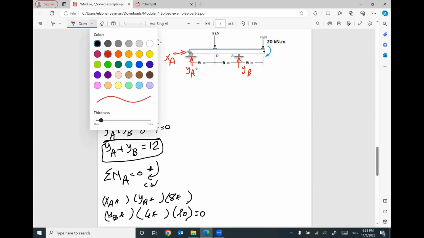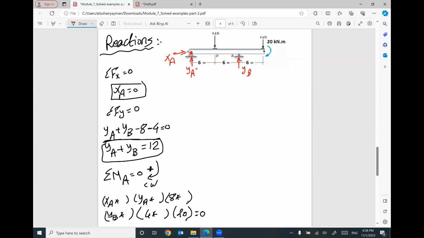So remember, you are sitting at A. So the distance between XA and A is 0, YA and A is 0. 8 kilonewton and A, 6 meter. YB and A, 12 meter. 4 kilonewton and A, 3 times 6, 18 meter. And the 20 does not need distance. This term is 0, this term is 0.